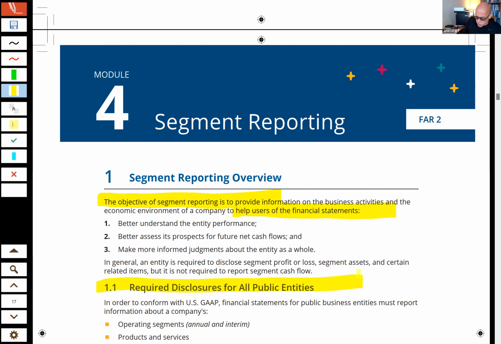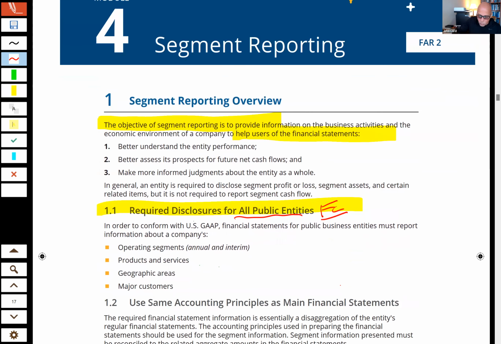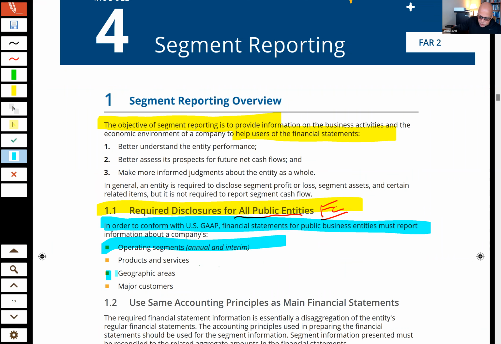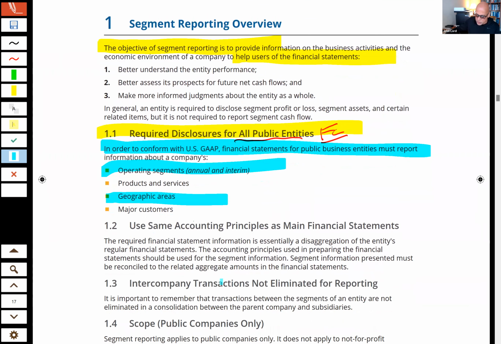Now, the required disclosures are for public entities. Why don't you go ahead and flashcard that? We're talking about requirements for public entities here, and we are talking about information about operating segments. It could be geographic areas, etc. How does the company manage? Now, the accounting principles used are the same as the main financial statements. It's not like all of a sudden, just because we're providing segment reporting, we're going to flip over to cash basis accounting. Use full accrual accounting, use the same standards. If you use the LIFO inventory method for your consolidated statements, you should use it for your segment reporting, okay?